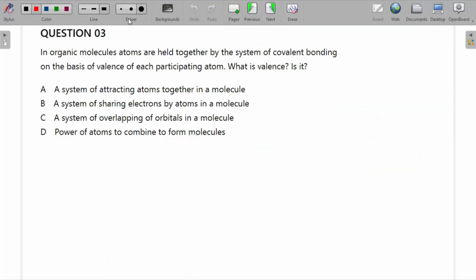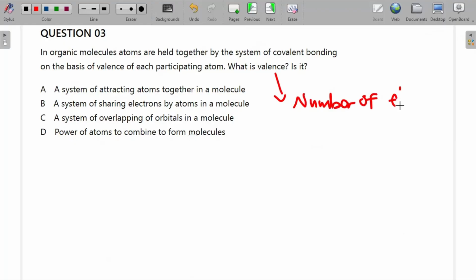Question number 3 says, in organic molecules, atoms are held together by a system of covalent bonding on the basis of valence of each participating atom. So the question here is, what is valence?